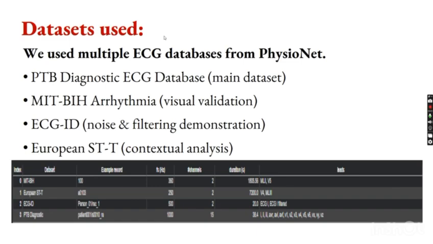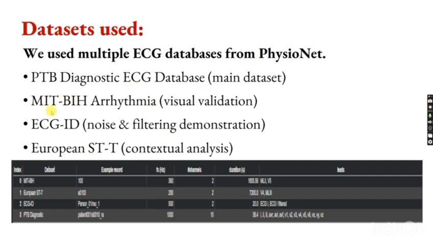We took our databases from PhysioNet. As you can see, we use 4 databases. First one was the PTB diagnostic ECG. This was our main data set for training and testing because it contained records for healthy and myocardial infarction patients.